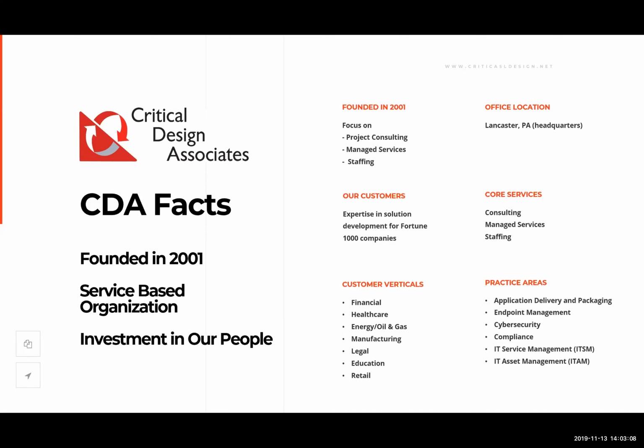And our customers, we focus on Fortune 1000 companies. That's not to say that we don't work with small organizations that might have 1,000 seats or less, but where Critical Design Associates really shines are the enterprise size organizations with usually 1,000 seats or more. And today in 2019, our core services are still consulting, managed services, and staffing. The customer verticals that we focus on: financial, healthcare, power, which would be energy, oil, and gas, manufacturing, legal, education, and retail.